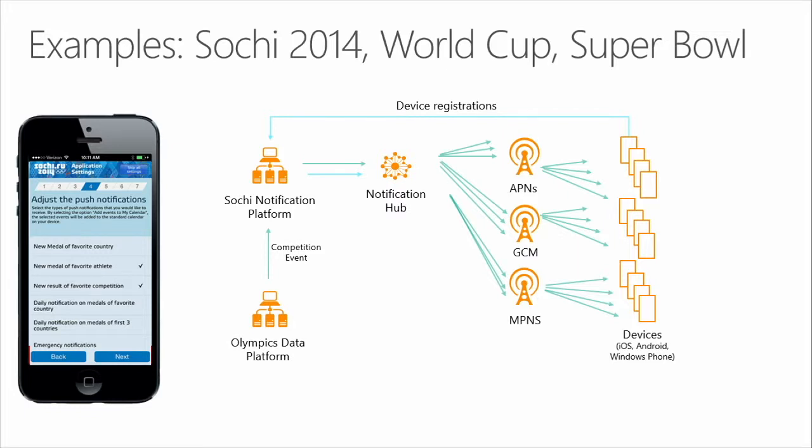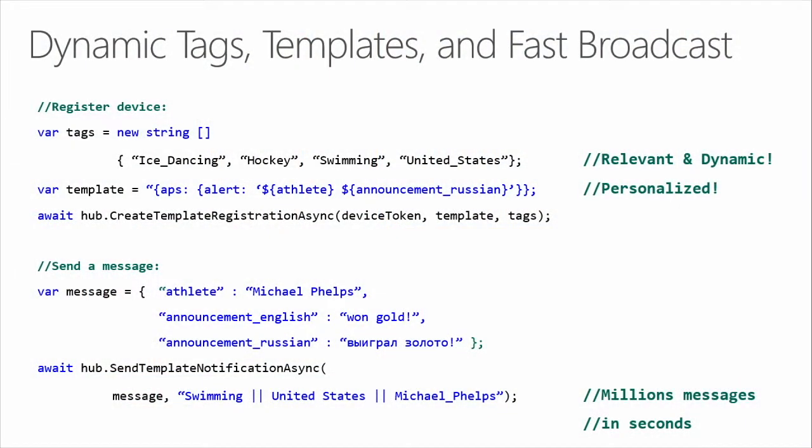Tags is a feature of notification hubs that allows you to mark individual devices according to their preferences, according to logical users they belong to, or groups of users. So that could be locations, or it could be username, or it could be everyone interested in Michael Phelps. Let's take a look at how Sochi or other sport events apps implemented push notifications to dynamic audiences.